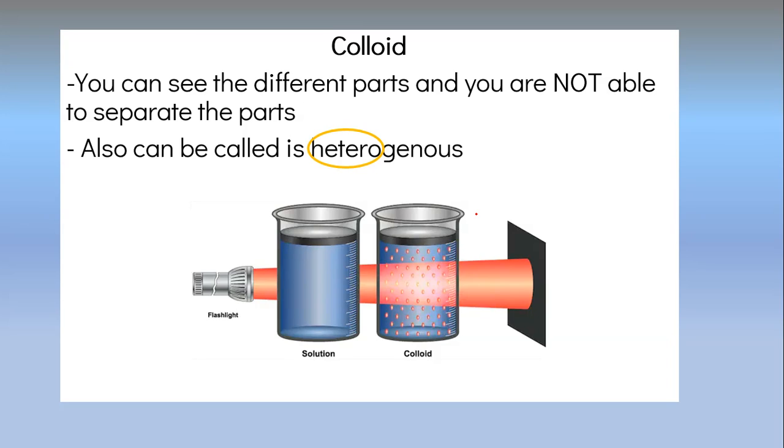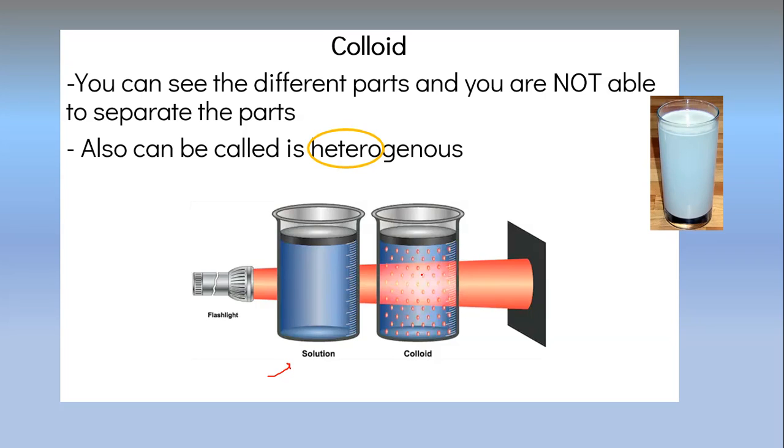No, I just want to know, do you understand that if you see the different parts, it is heterogeneous? Colloids, I classify them as heterogeneous because look at here. Right here in the solution, you can't see anything through there, but once you shine a light through it, you can see all little parts kind of floating around here. Now, the difference in a colloid and a suspension is you cannot separate it. So classic one is milk.